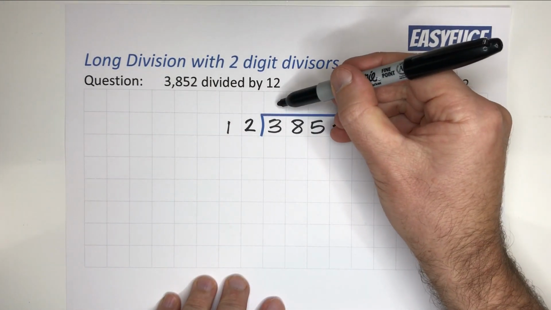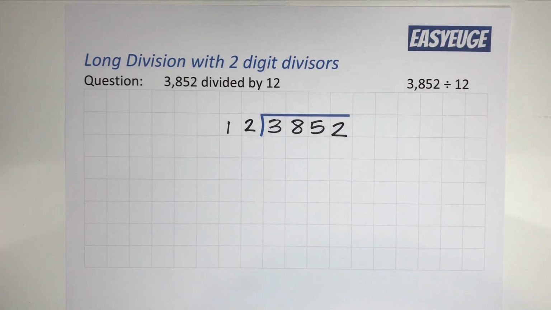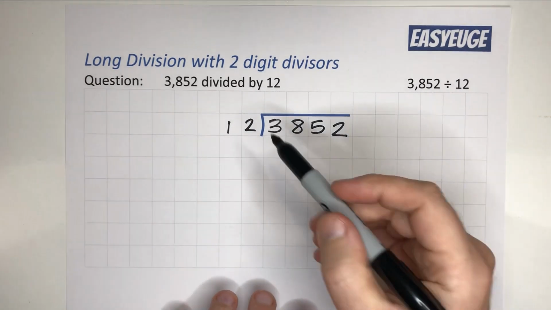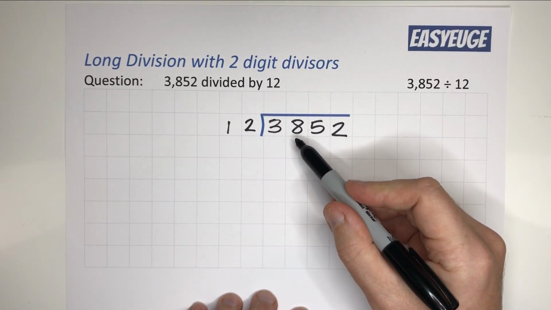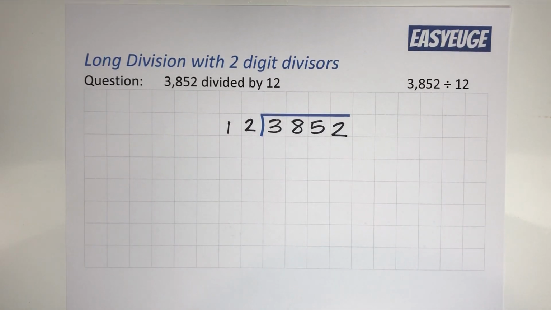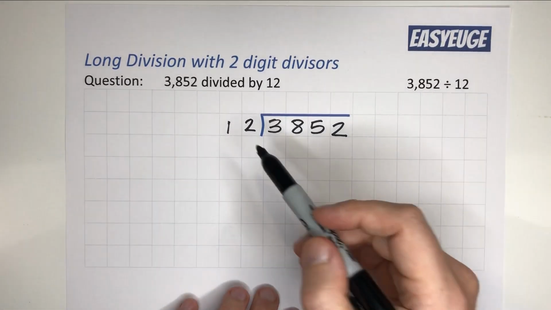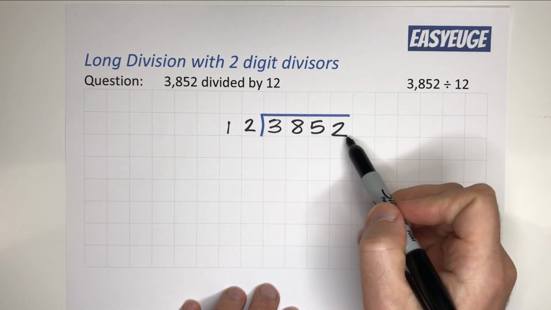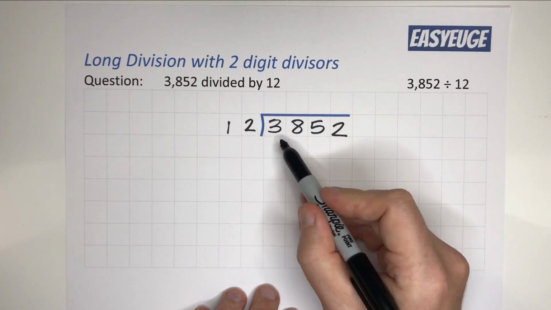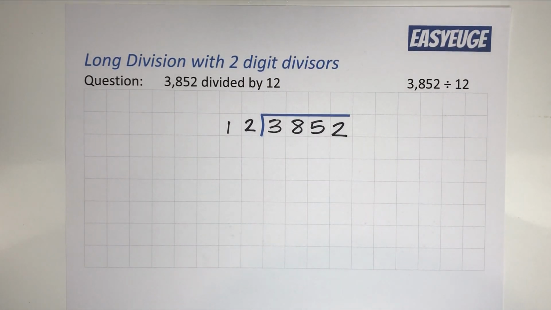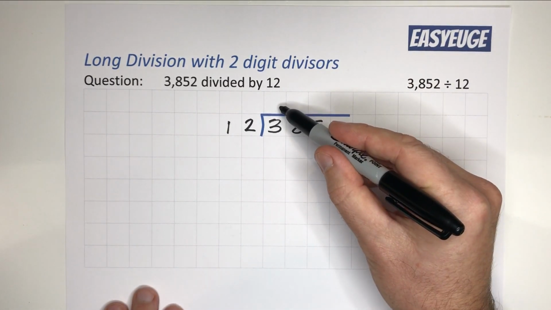And as always, we put our answer up on the top. Now the trick with long division with two-digit divisors is to try and get your numbers as close to the dividend number as possible. Let me show you what I'm talking about. We always start with the first digit. Will the number 12 divide into the number 3? Well, the answer to that's no. It's going to be a 0, so we leave this blank.